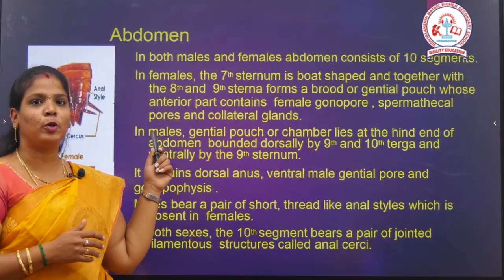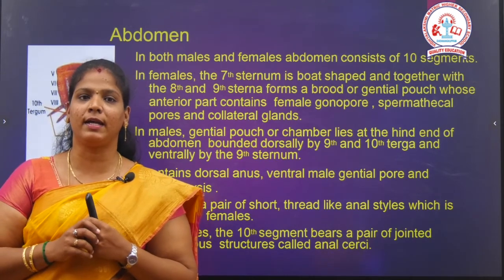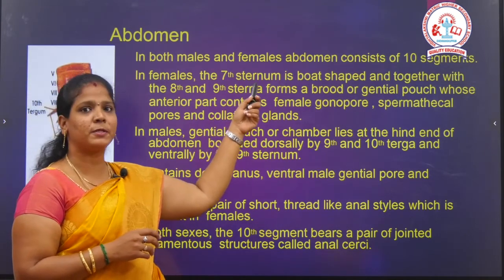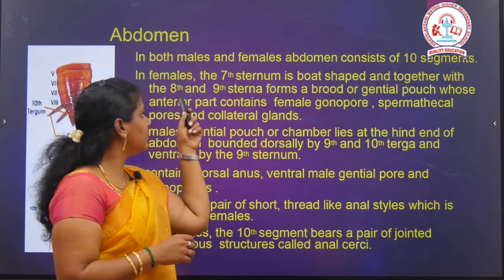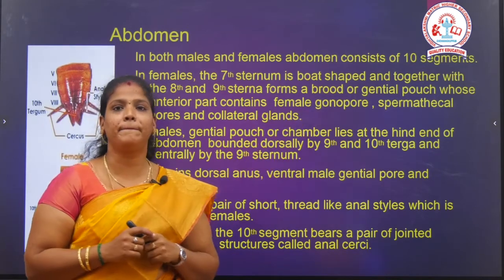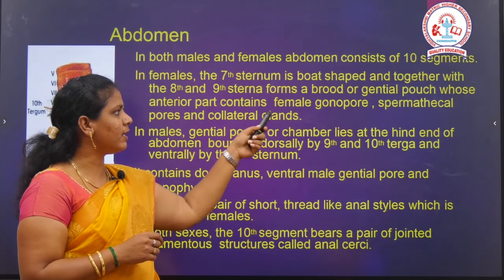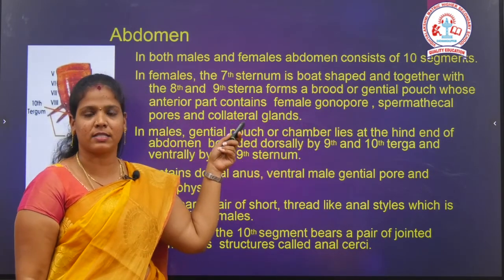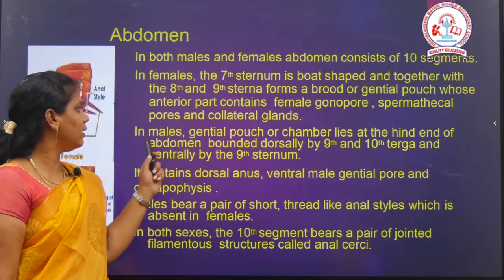The third segment of the body is the abdomen. The abdomen consists of 10 segments in both male and female cockroaches. In the female, the 7th sternum, which is present on the ventral side, is boat-shaped, and together with the 8th and 9th sterna it forms the brood pouch, that is, the genital pouch. The anterior portion of this contains the female gonopores, spermathecal pores and collateral glands. The collateral glands act as a female reproductive gland.